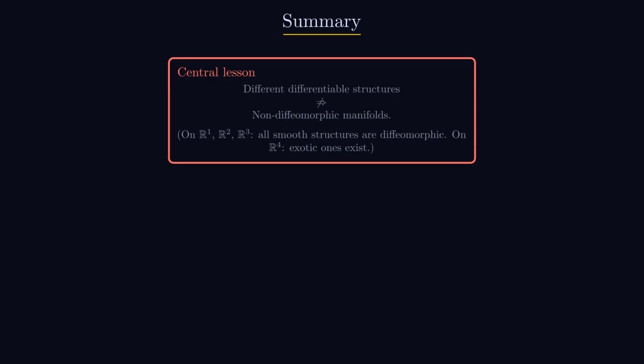The central lesson of this video is that two differentiable structures being distinct as atlases does not imply that the resulting smooth manifolds are non-diffeomorphic. In dimensions 1, 2, and 3, every smooth structure on R^n is diffeomorphic to the standard one. Dimension 4 is the unique exceptional case where uncountably many exotic smooth structures on R^4 exist, none of them diffeomorphic to the standard structure.